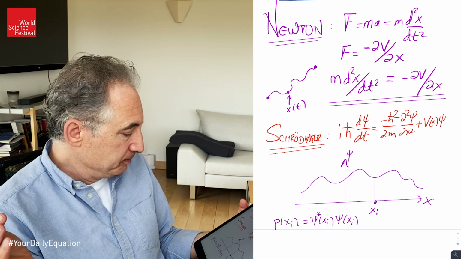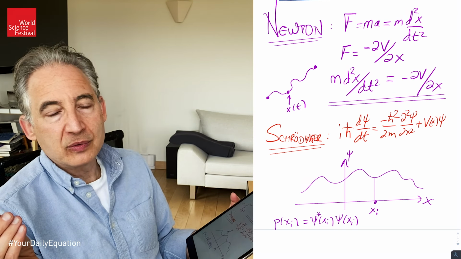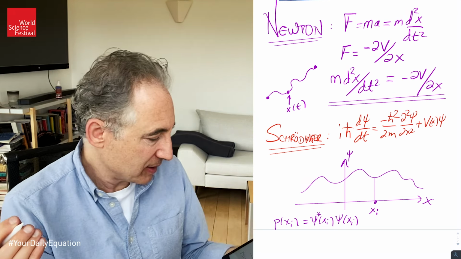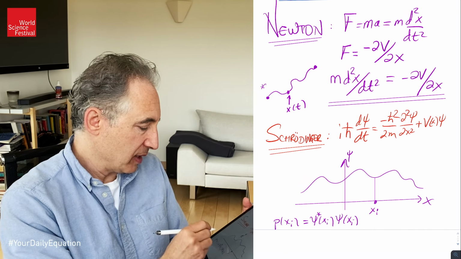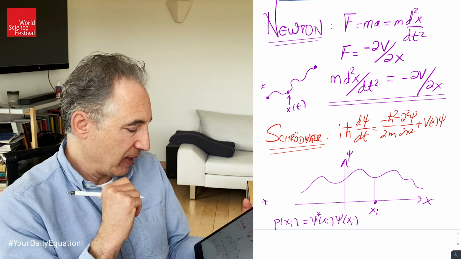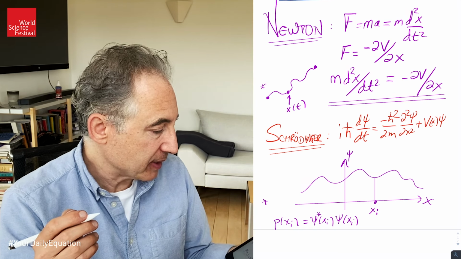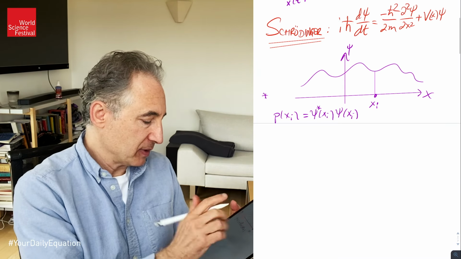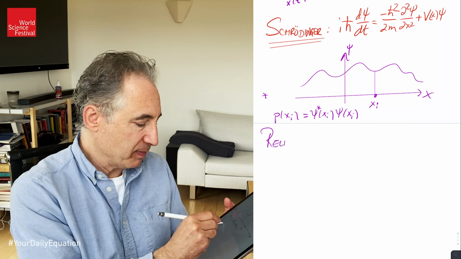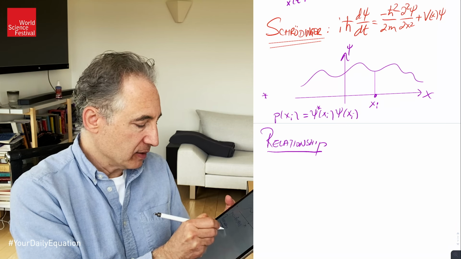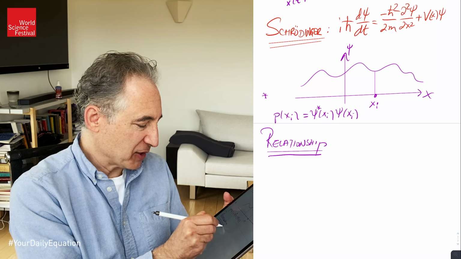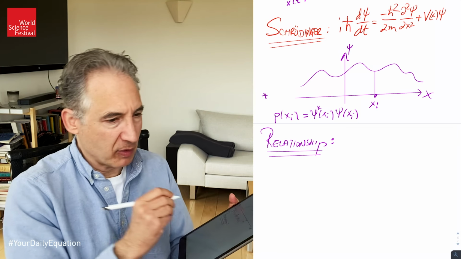So, we have two fairly different ways of looking at the world here. You've got particle trajectories over here. You've got particle wave functions and probabilities. What is the relationship between these two pictures? And in particular, can we derive Newton's picture from Schrödinger's picture?